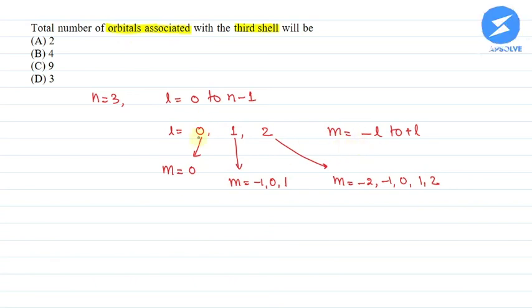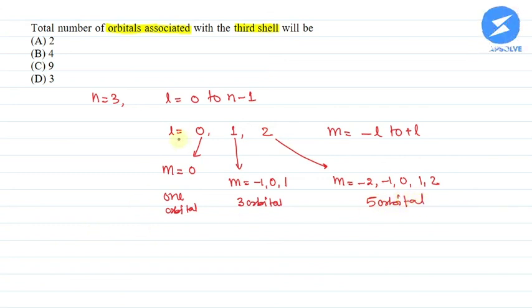So here for l equals 0, which represents the s subshell, the s subshell has one orbital. And for l equals 1, which represents the p subshell, which has 3 orbitals with the m values minus 1, 0, plus 1. And l equals 2 represents the d subshell, which has 5 orbitals. So 5 orbitals are there in 3d.